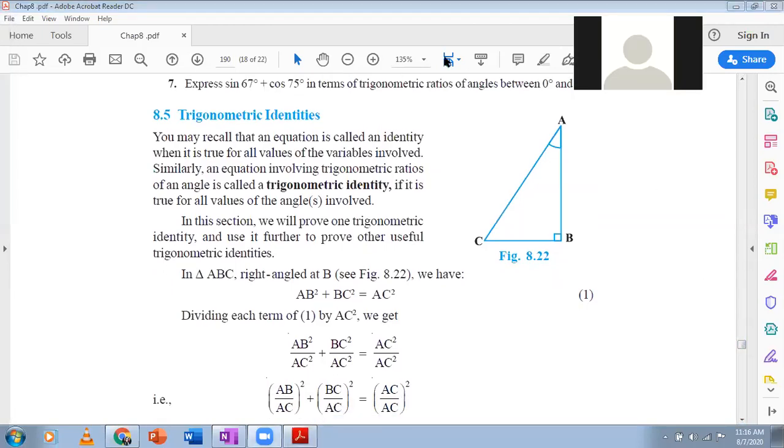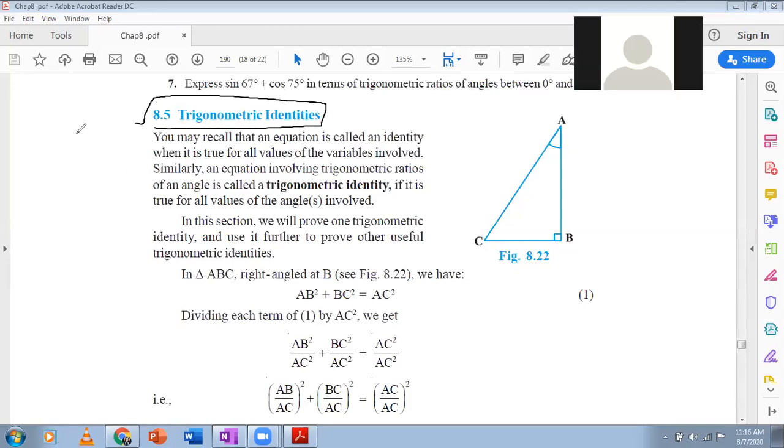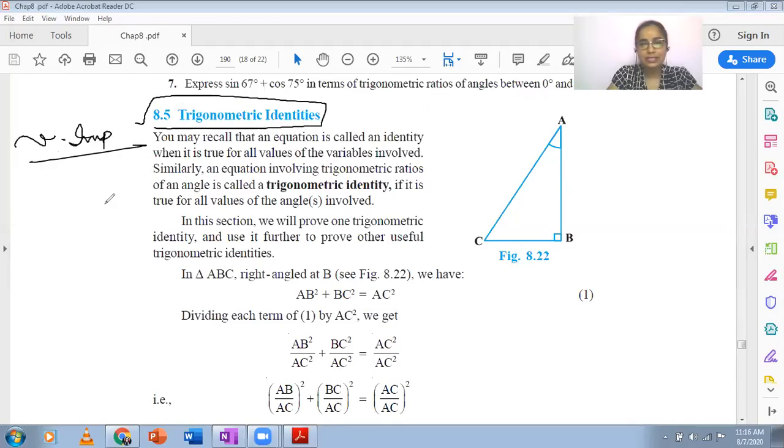Ma'am, exercise 8.3 मुश्किल थी. No, beta, it was very easy. Yes, ma'am. It was very easy actually. In fact, it wasn't that tough, but उसकी applications इतनी नहीं है जितनी इसकी हैं, trigonometric identities. Okay, ma'am. And ma'am, पूरी एक size cut है. Yes, पूरी एक size cut है beta. This is very important. Okay, ma'am.